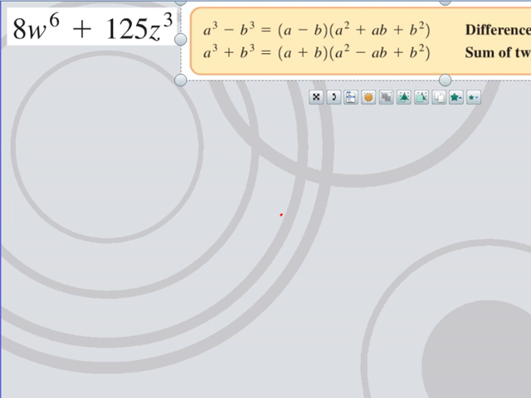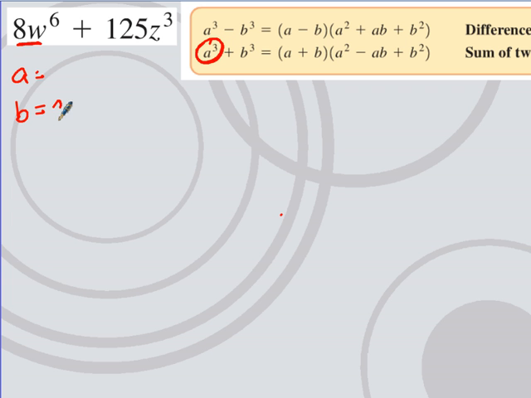Okay, again, this is sum of cubes. The reason it's sum of cubes, 2 times 2 times 2 gives you 8. 5 times 5 times 5 is 125. w squared times w squared times w squared is w to the 6th. z times z times z is z to the 3rd. So this is, okay, my a value and my b value. What am I raising to the 3rd power? We're on this one now. What am I raising to the 3rd power to give me this first term? That would be a 2w what?